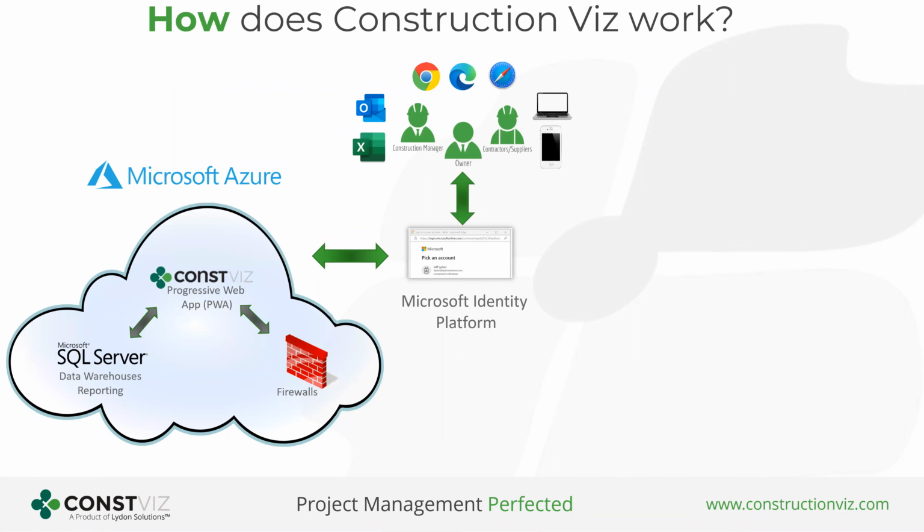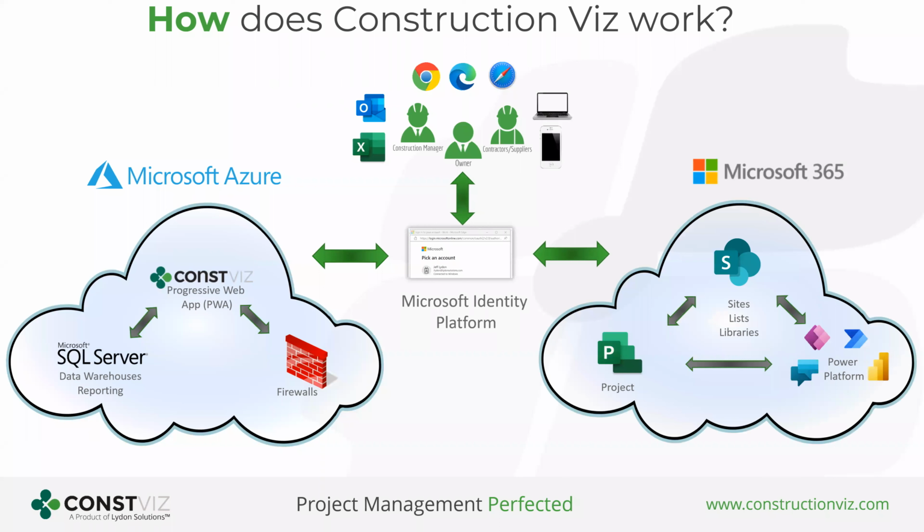Microsoft's Identity Platform allows us to securely connect Construction Viz running out of our Azure tenant with your Microsoft 365 tenant. And then Construction Viz can also connect into our SQL Server reporting warehouse. If you want us to use that, you don't have to use that, but we can provide that. And then on the other side, it will connect into your Microsoft 365. So that's SharePoint, the Power Platform, and Project as well.